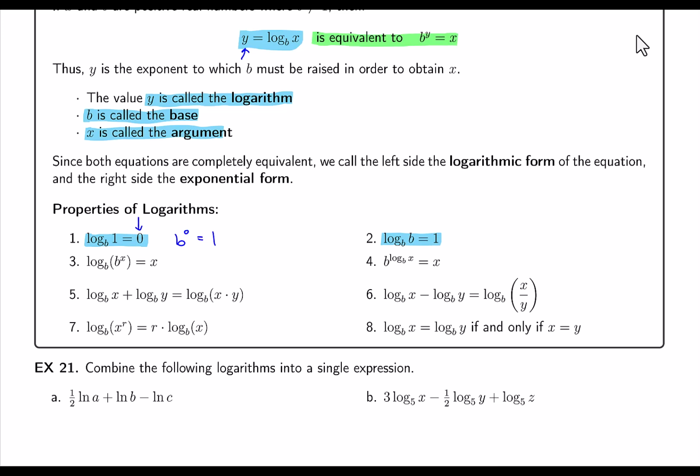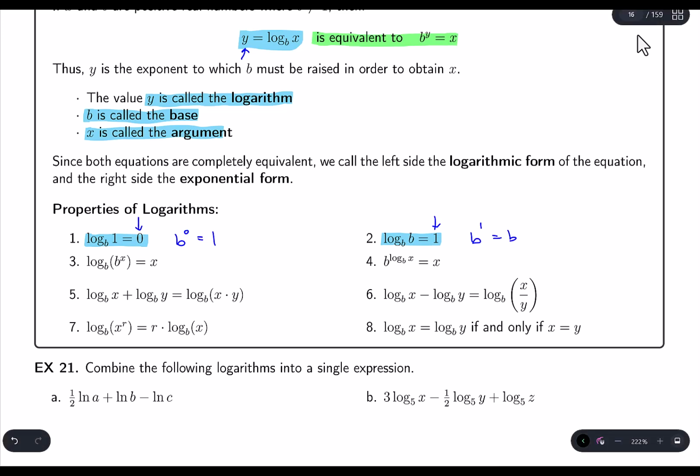And the next one is a similar thing. b, which is the base, raised to this value is equal to the argument. So b to the first power is just itself. That's the logarithmic equivalent of that exponential principle. Now I'm not going to prove all of these, I'm just going to go through them quickly.